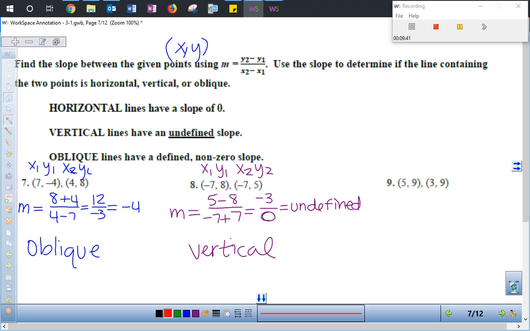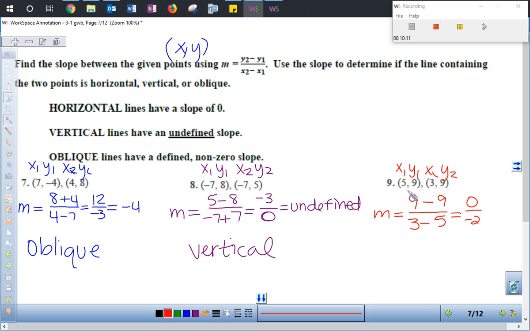On number 9, again, we're going to label x sub 1, y sub 1, x sub 2, y sub 2. And now we can substitute into our formula. M equals y sub 2, which is 9, minus y sub 1, which is 9, over x sub 2, which is 3, minus x sub 1, which is 5. Now in the numerator, 9 minus 9 is 0, and in the denominator, 3 minus 5 is negative 2.